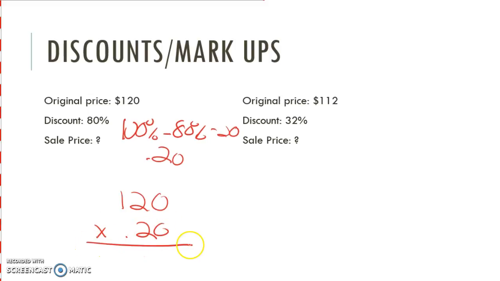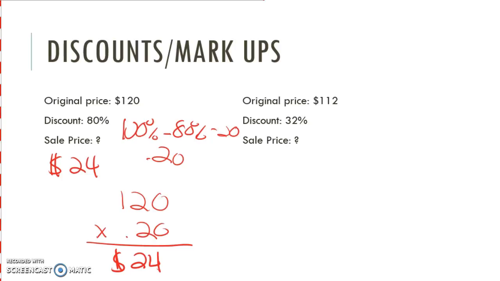0.20. If you multiply those two things together, let me make sure I do my calculator so I have the right answer. You are going to get $24, and that would be the sales price for that item. Okay, so now for the second one, we're going to be doing the exact same thing.